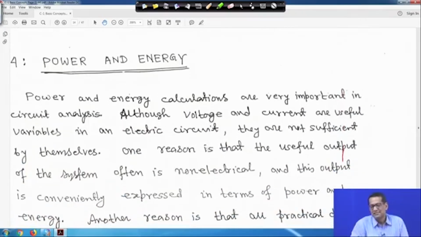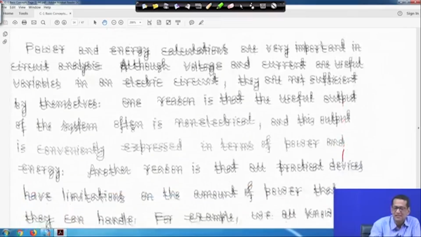Power and energy calculations are very important in circuit analysis, because current and voltage alone do not serve all the purpose, because the output may be power. For example, the bulb and tube light at your residence are all represented by power. Therefore, voltage and current are useful variables in an electric circuit, but they are not sufficient by themselves.